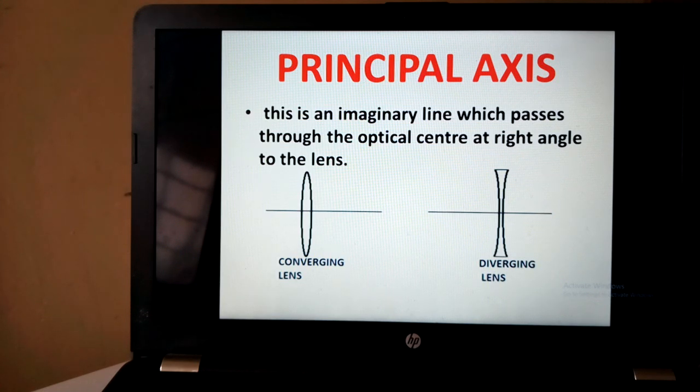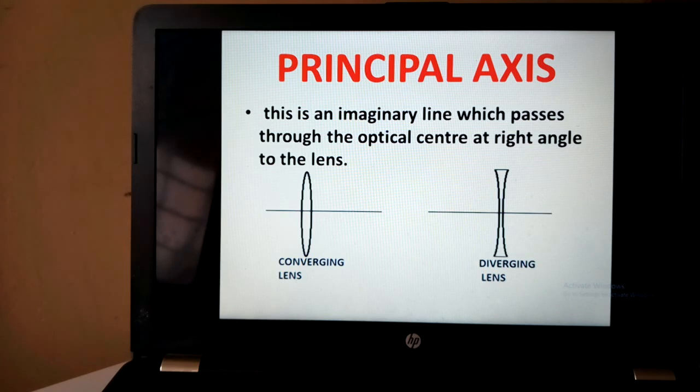Let us look at principal axis. There is a mistake here. This is PLE, principal axis. There is a mistake here, okay? It is not PAL, PLE. It should be PLE. Please note that.